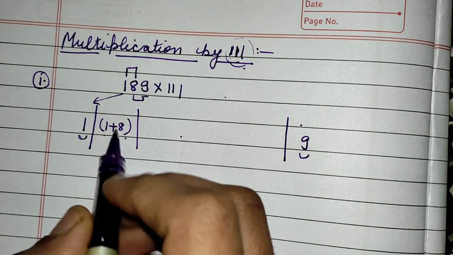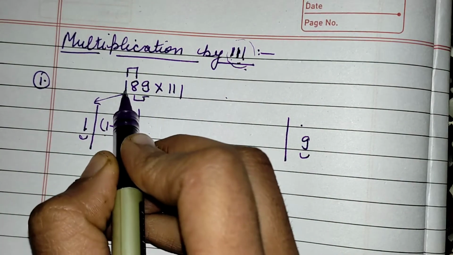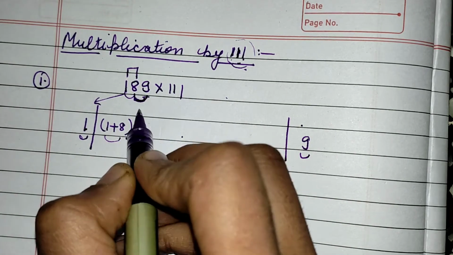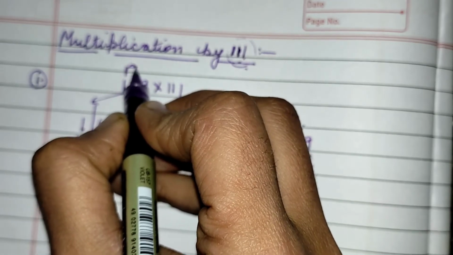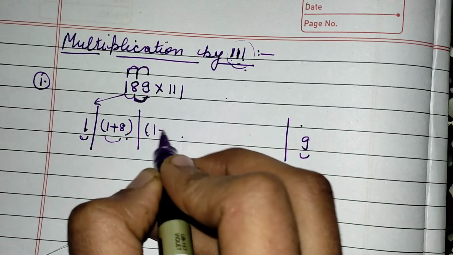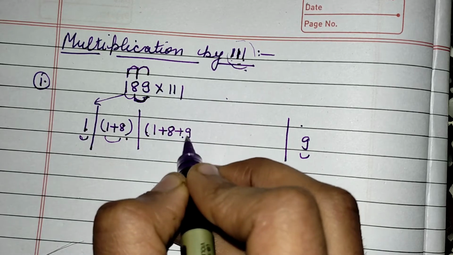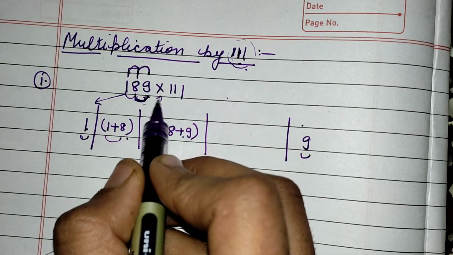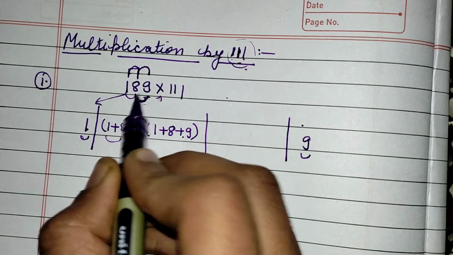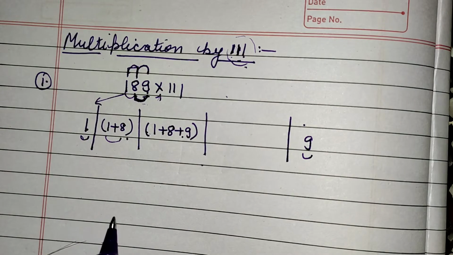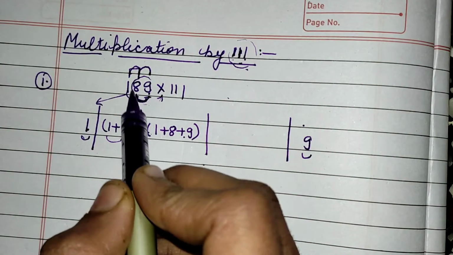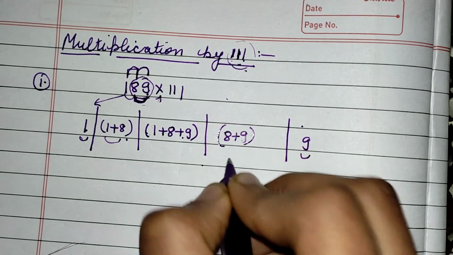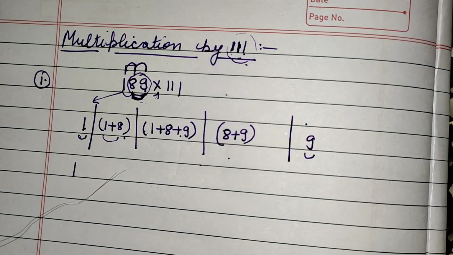But this time what we will do, we will take the first digit as it is, then the sum of the first and second digit, and then instead of writing the sum of the second and third digit, we will write the sum of first plus second plus third, meaning 1 plus 8 plus 9. If there is another digit, then you follow this process, second digit plus third digit plus fourth digit. But now there are no digits left, so we will do the sum of only the second and third digit, right?